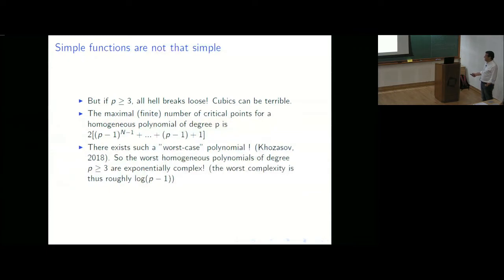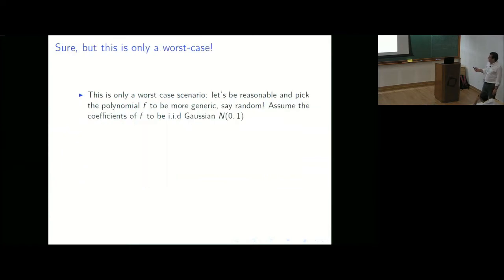The complexity, which means you take the log of the number of critical points, divide by n, is roughly log of p minus 1, as you can see here. Okay? So this is a measure of caution. You should be careful, because when even simple polynomials can be bad, you understand that your intuition about optimization in finite dimension has to be completely abandoned. All right? But this is a worst case scenario. That was the worst polynomial.